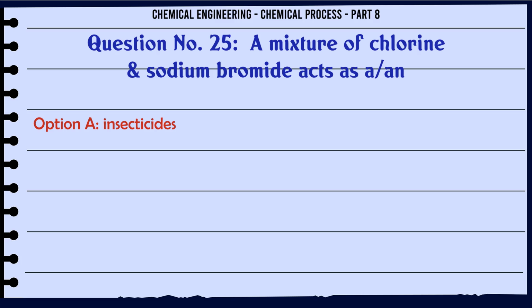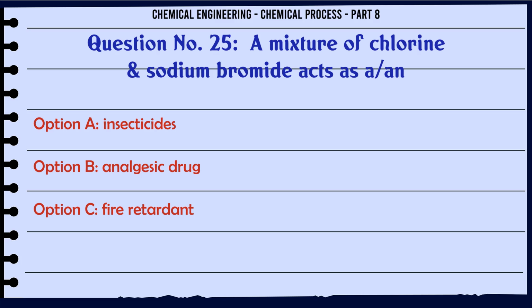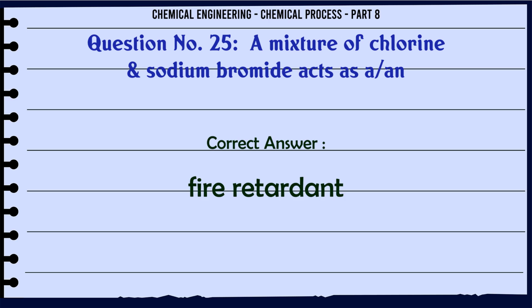A mixture of chlorine and sodium bromide acts as A. Insecticides. B. Analgesic drug. C. Fire retardant. D. Hydrogenation catalyst. The correct answer is fire retardant.